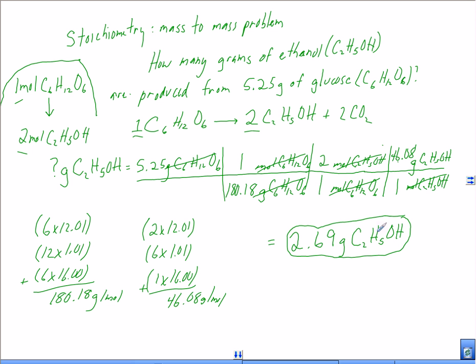2.69 grams of ethanol. So that means that if I have 5.25 grams of glucose and it decomposes, I'm going to get 2.69 grams of ethanol for my yield, my theoretical yield. And that's the longest type of stoichiometry problem, basic stoichiometry problem, that you're going to run into.